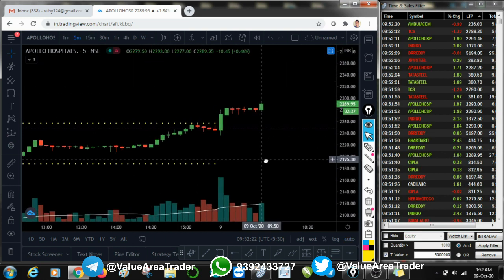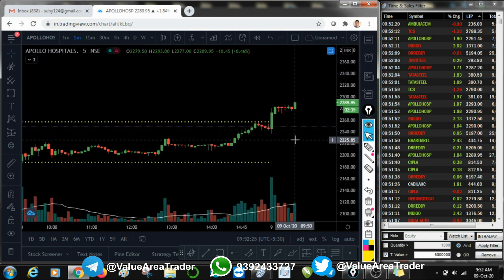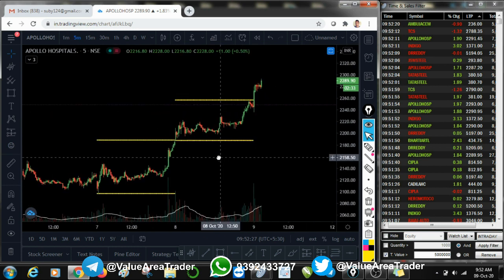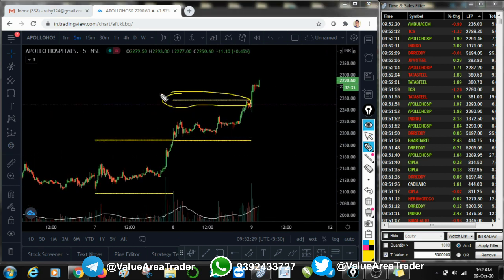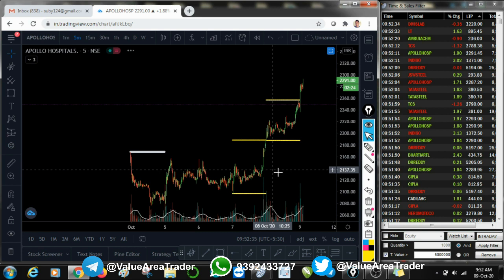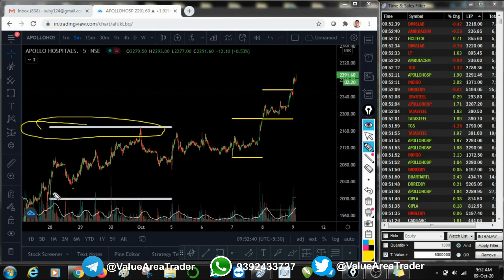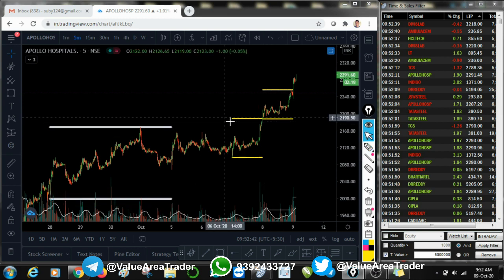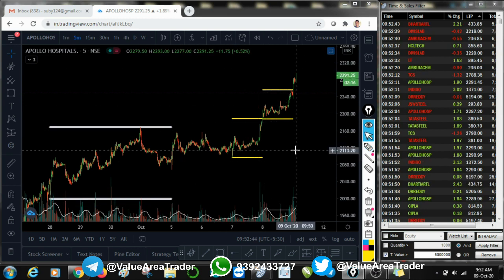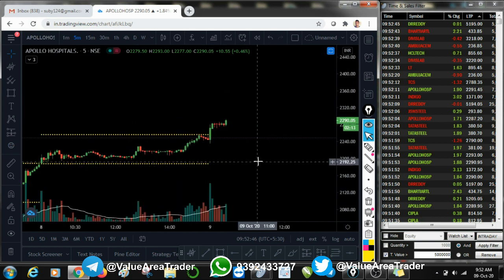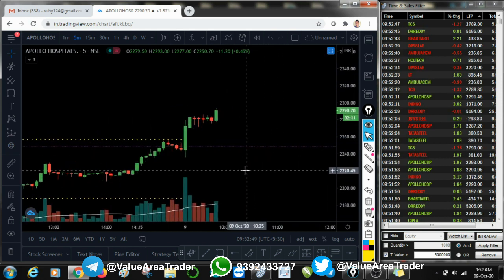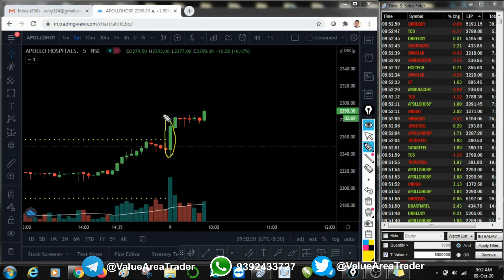What you have seen is it broke out of yesterday's range. Let me tell you, these yellow lines are the last 2 days' high and low. And if I zoom out more, you can see I have this white line. This is last week's high and low. So I have those marked on my screen. Now, as you can see, Apollo Hospitals came out of this range, sustained, and then broke out.